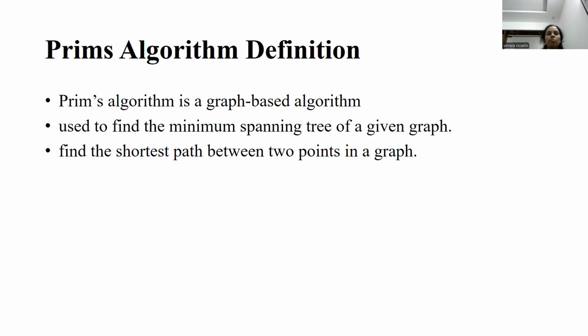The definition of Prim's algorithm is: it is a graph-based algorithm used to find the minimum spanning tree of a given graph, and it is also used to find the shortest path between two vertices or two points in the graph.